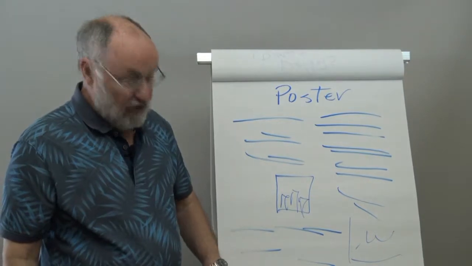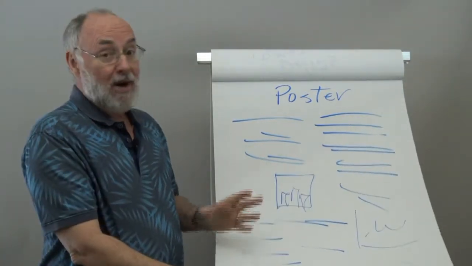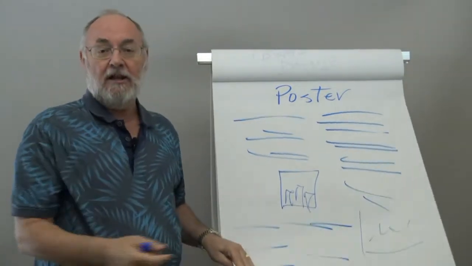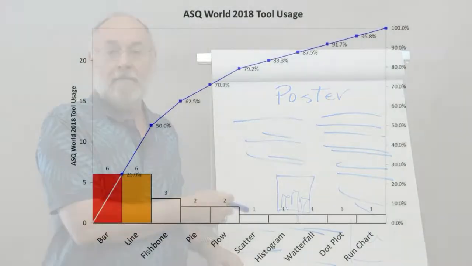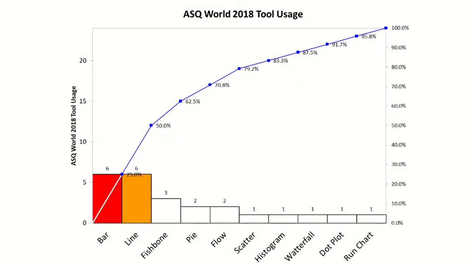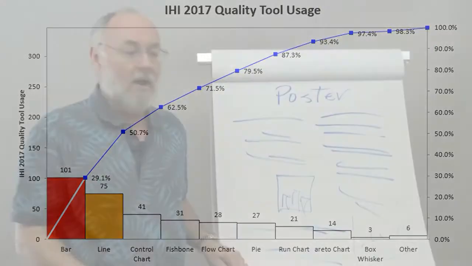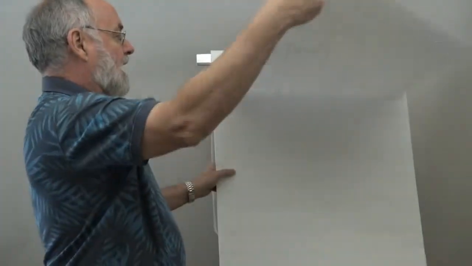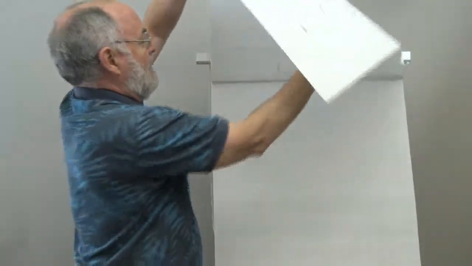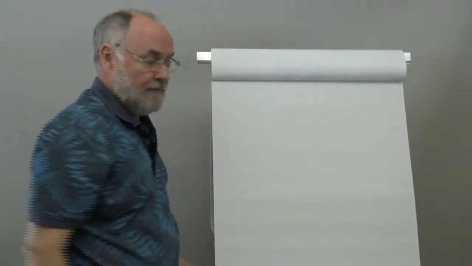And to do that, you need charts, and not line and bar charts. At ASQ, mainly line and bar charts. At the Institute for Healthcare Improvement, mainly line and bar charts. So we're not using the tools of quality. How can it be a quality improvement story if we're not using the tools of quality? So here's what I'd expect to see on a really good poster presentation.